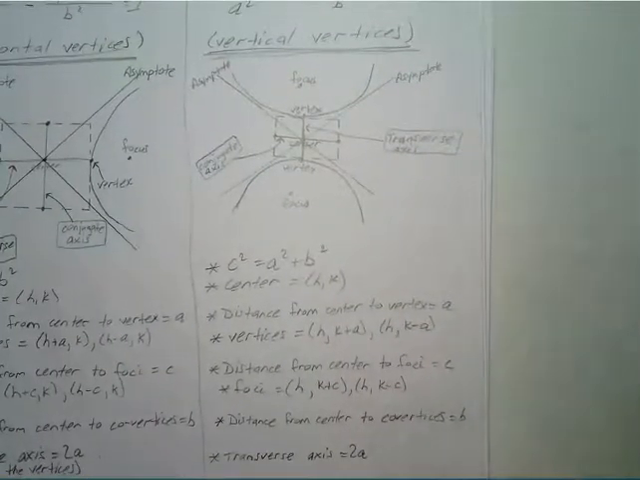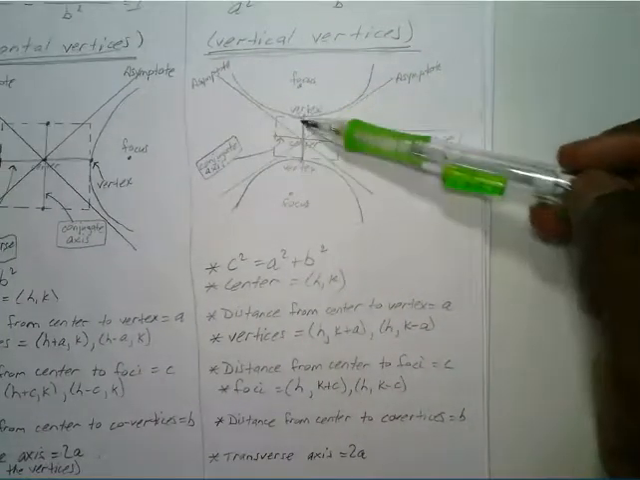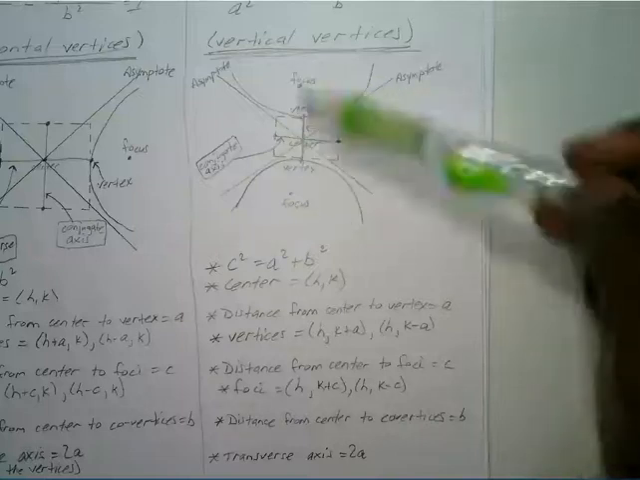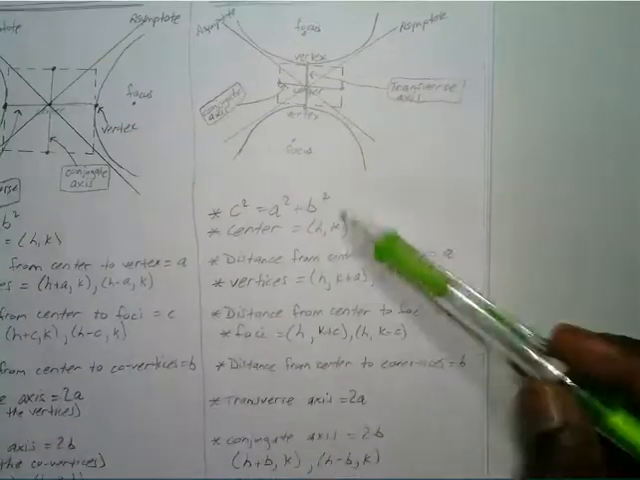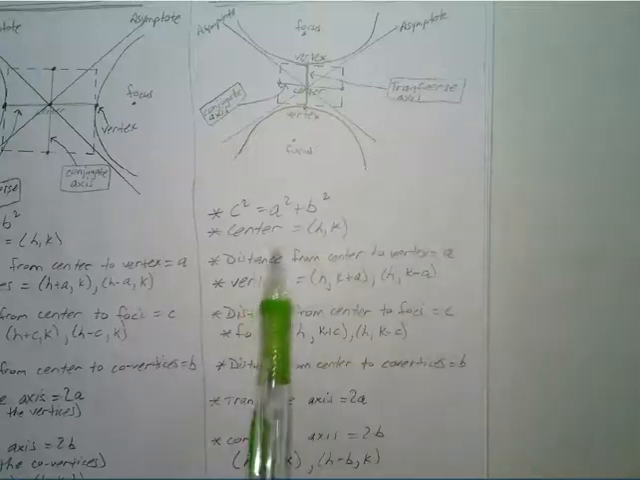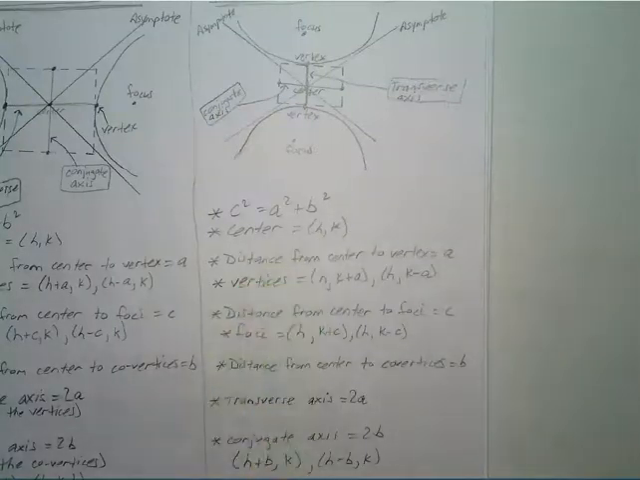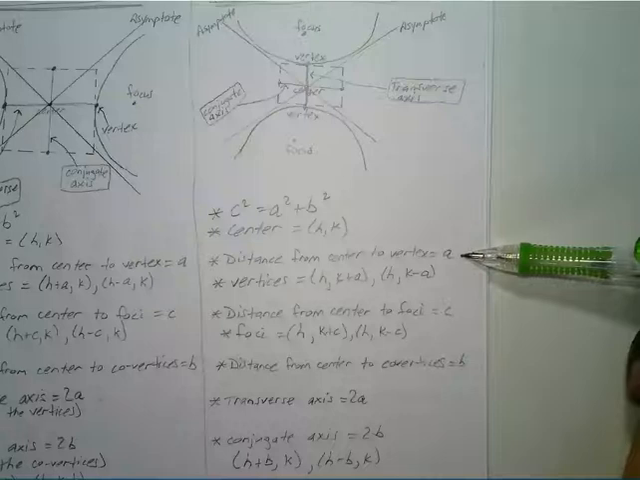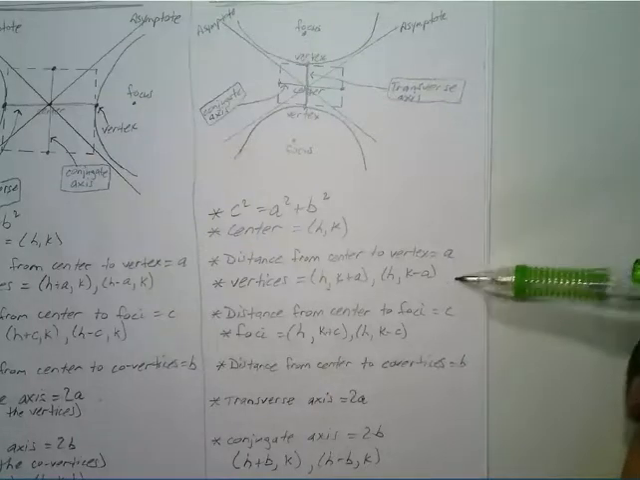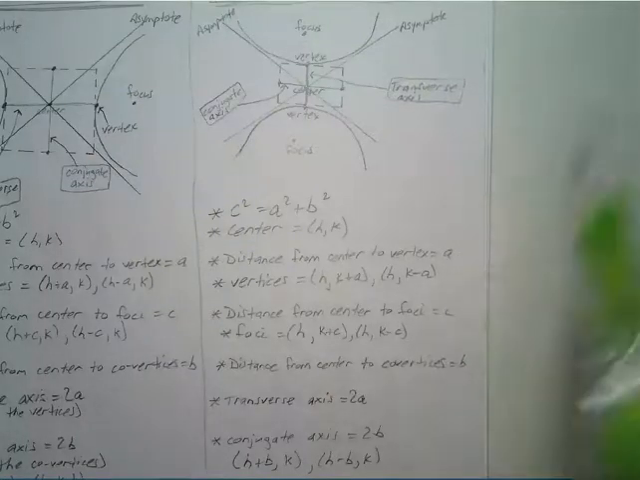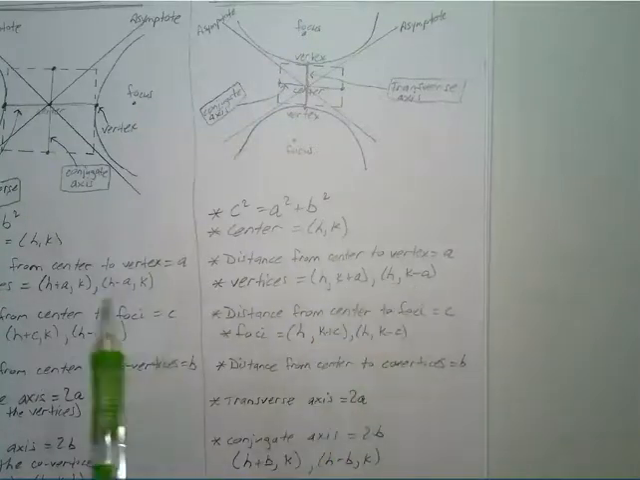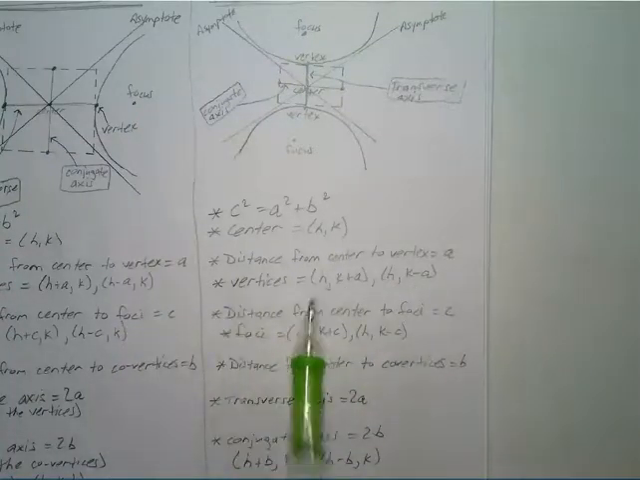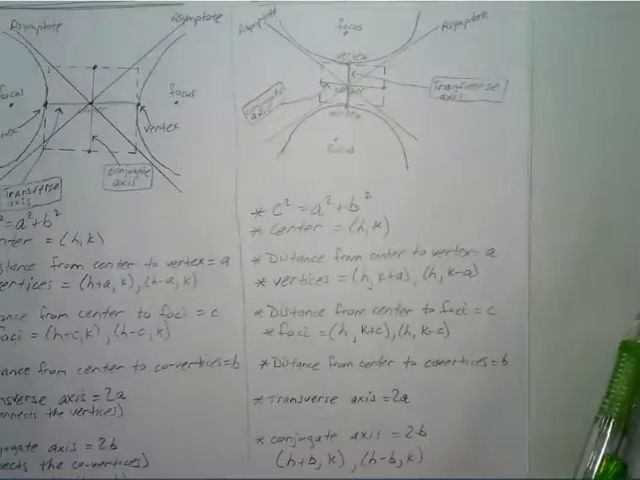If you have your vertical vertices, remember your vertices are one on top of the other and your foci are vertical, then these are the formulas you would use. Again, a squared plus b squared equals c squared. Your center is (h, k). Again, your distance from the center to the vertex is a. But in this case, your vertices can be found by (h, k plus a) and (h, k minus a). So notice the difference.